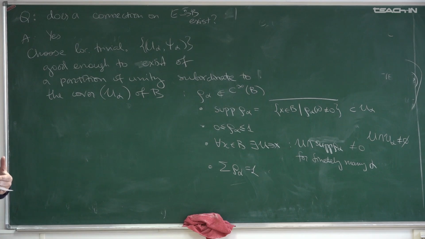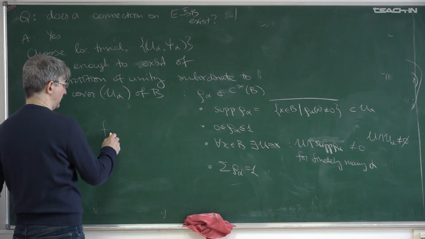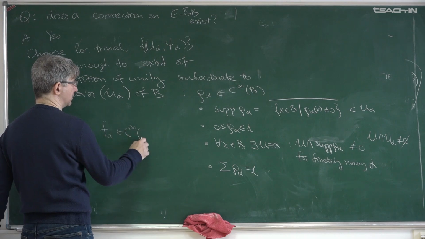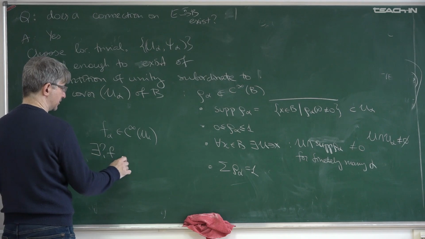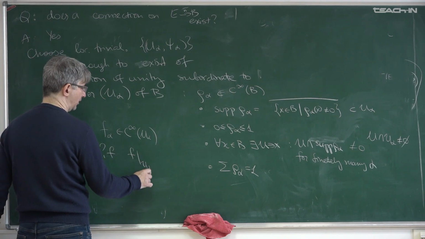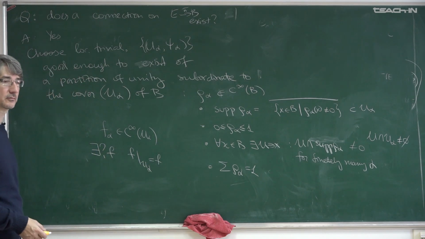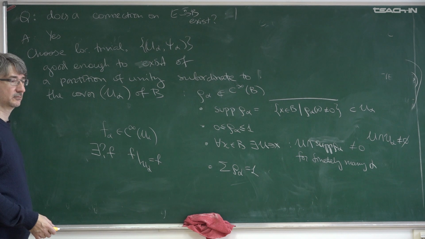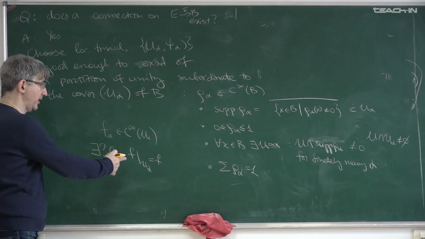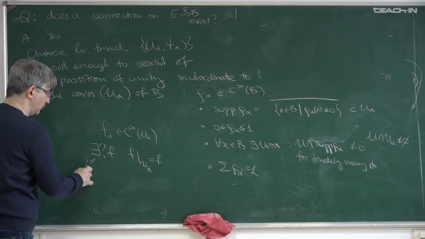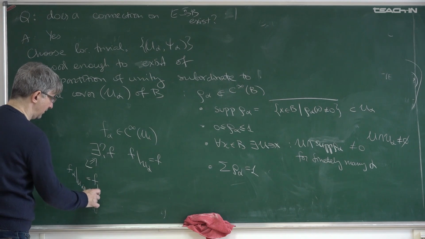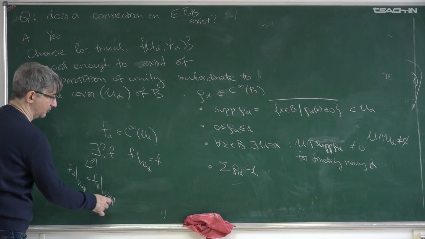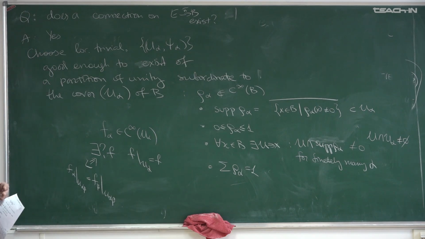You say, okay, if they coincide on the overlap, then that's okay. So if you have a function f alpha, which is a smooth function on u alpha, the question is, is it true that there exists a function f such that f restricted to u alpha is equal to f alpha? Is it true or not? In general, not, because there are no conditions. To have this property, you need to know that f alpha restricted to u alpha beta is the same as f beta restricted to u alpha beta. So the functions should coincide on the overlaps.